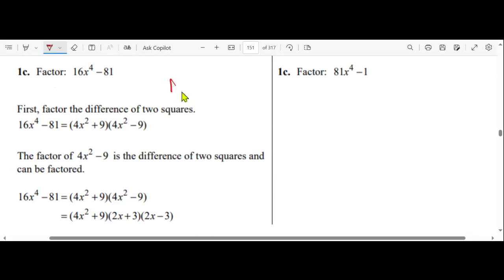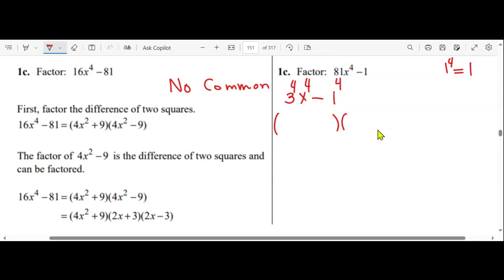Okay, anything common here? Anything common? No. No common. 81 is what by what by what? 3 by 3 by 3 by 3. 3 to the power of what? 4. And x to the power of what? 4. Minus 1. Can I say 1 to the power of 4? Yes. 1 to the power of 4 is 1.